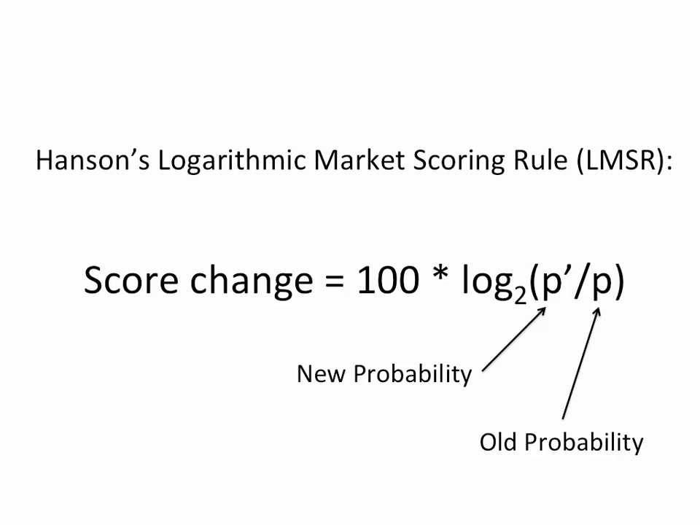The DAGGRE scoring market is governed by Hansen's Logarithmic Market Scoring Rule. So when you make a new probability forecast, your score updates using the formula shown here, 100 times log base 2 of p prime divided by p. In this case, p prime is the new probability that you're entering for an event, and p is the old probability for the event.